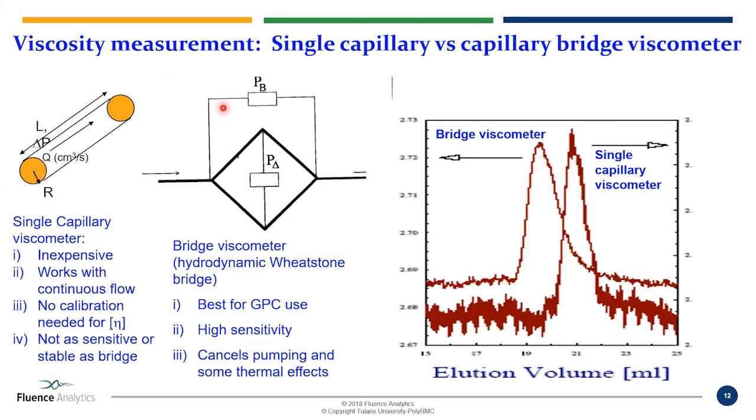Another note on the bridge, you can't use it in continuous systems. It's meant to work on pulses coming out from GPC. If you use it on a continuous system, it will eventually zero itself out and you'll lose your signal. So when we're doing online work, we go to the single capillary.